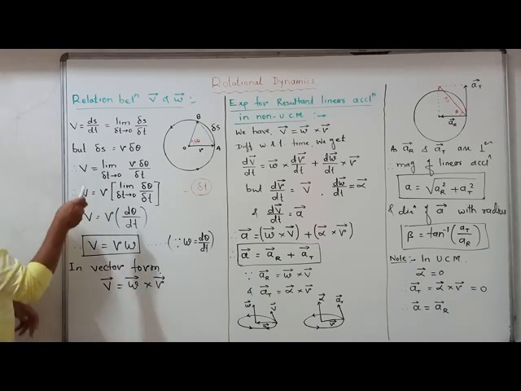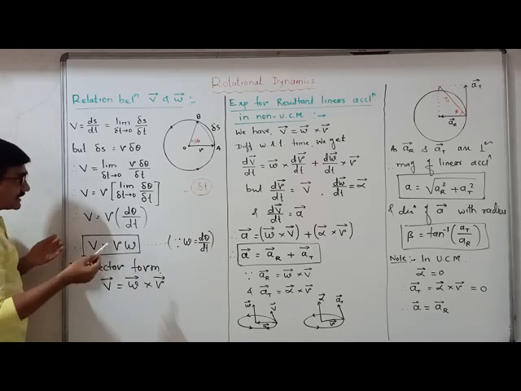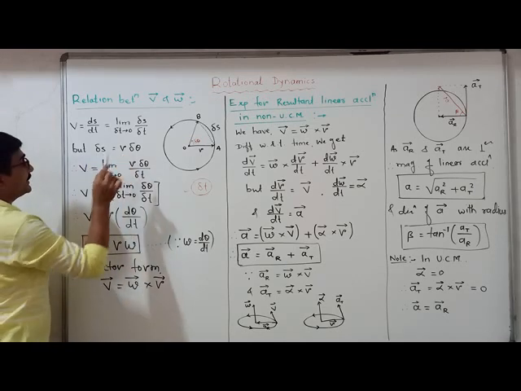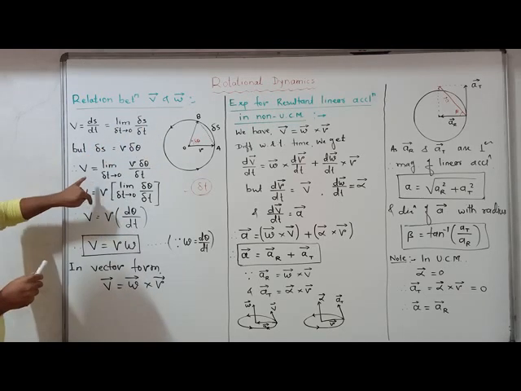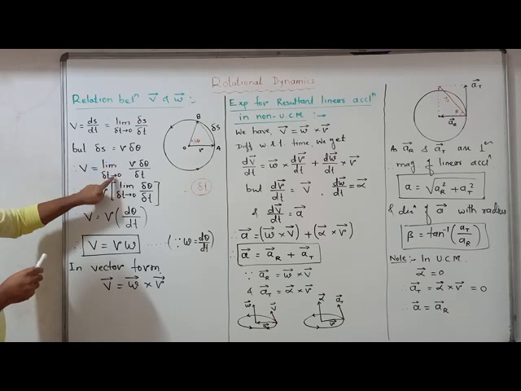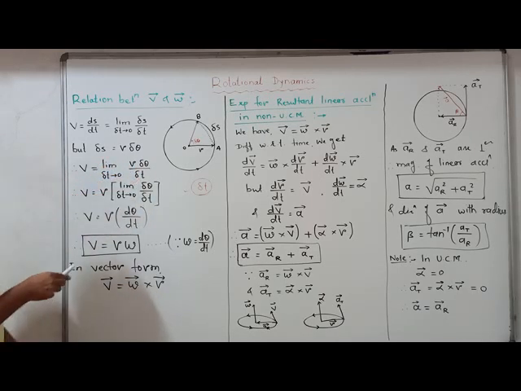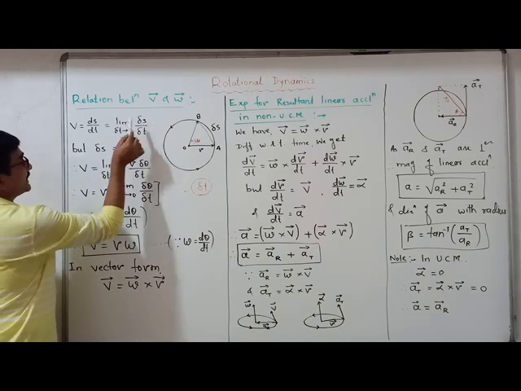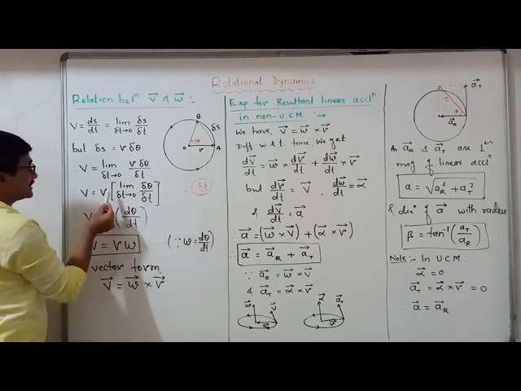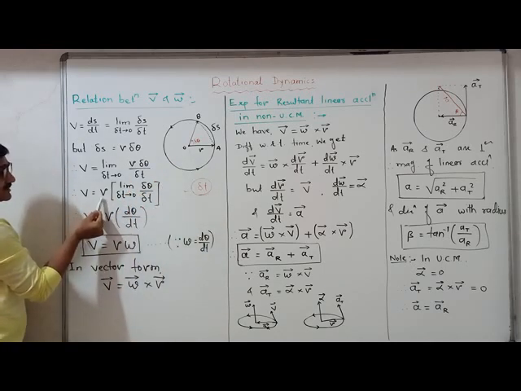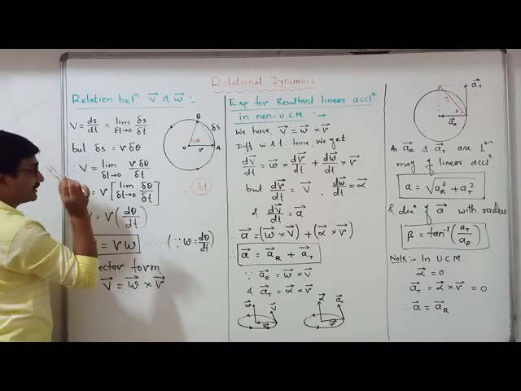Now we know the relation between linear displacement and angular displacement that we already studied, so del s is equal to r into del theta. Now we put the value of del s in this equation. So we get v is equal to limit del t tends to 0 of r del theta divided by del t. Here del s is replaced by the quantity r del theta. Now r is the radius of the circle, which is outside of the limit because it is constant, and so v is equal to r times the limit del t tends to 0 of del theta divided by del t.